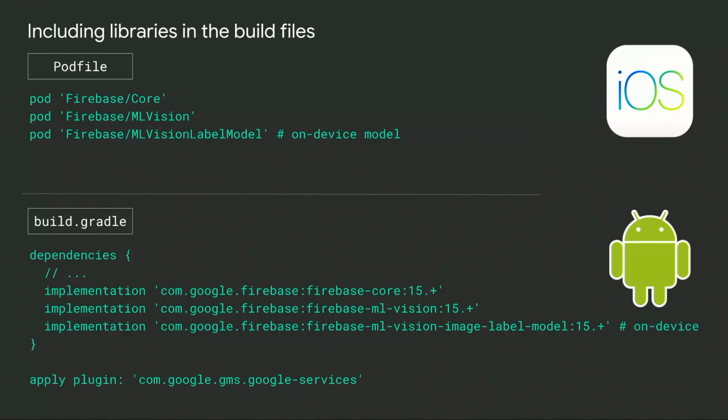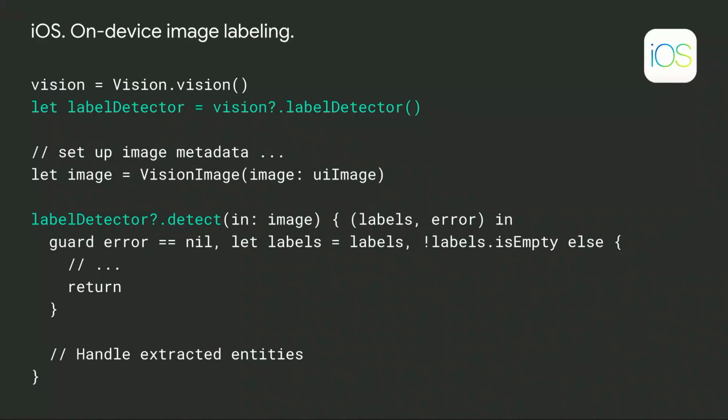Let's say that I want to implement this API on iOS. I would just include these three libraries in my pod file. Similarly, if I'm doing Android, I would put these three libraries in my build.gradle file. Next, if I'm doing iOS on-device image labeling, I would instantiate the label detector, say label detector.detect, and then I get the results back, and I iterate and handle the extracted entities.